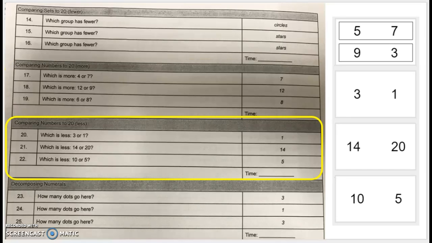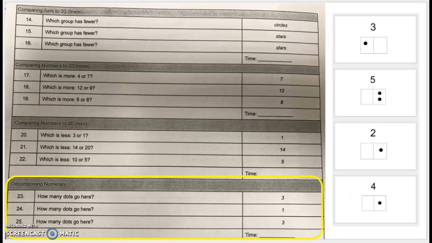In the Comparing Numbers to 20 Less section, there are 3 items to score after 1 demonstration and practice item. The student is presented with 2 numbers and asked which one is less. If the student answers correctly, the teacher circles the answer on the right side of the score sheet. If the student answers incorrectly, the teacher marks an X through the answer on the right side of the score sheet. The approximate time it takes a student is recorded for the purpose of gauging fluency.